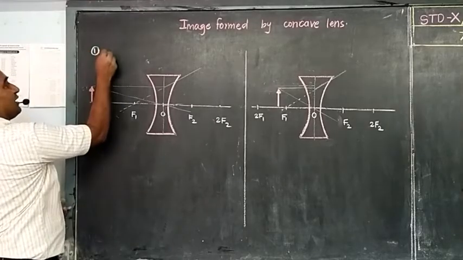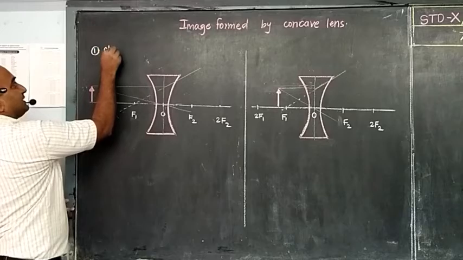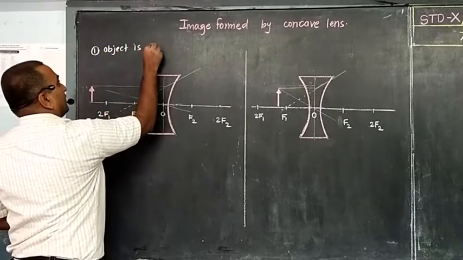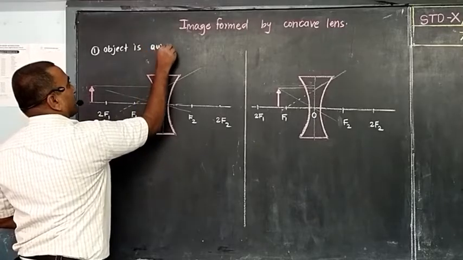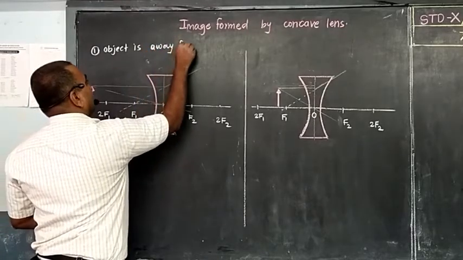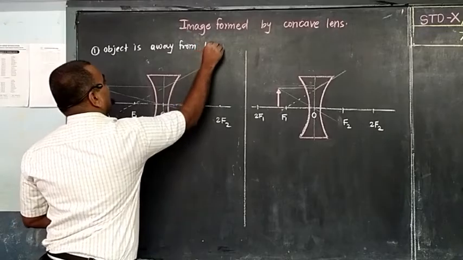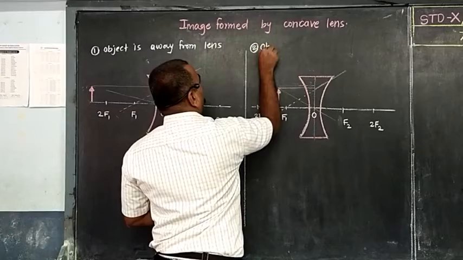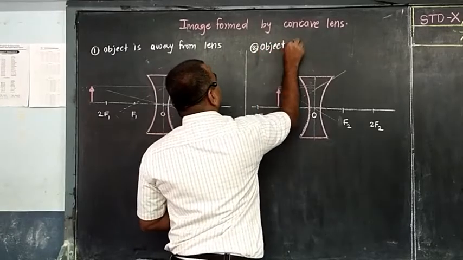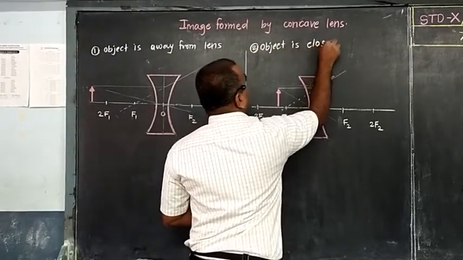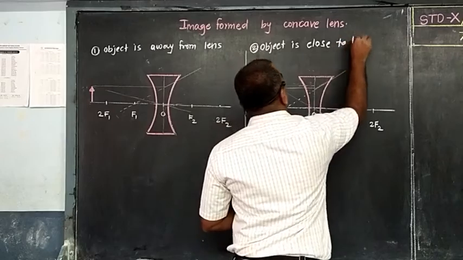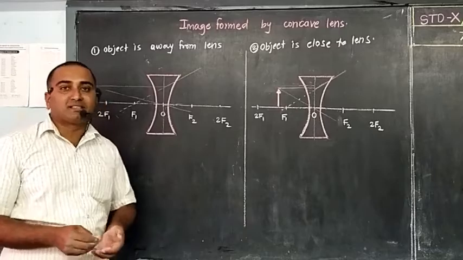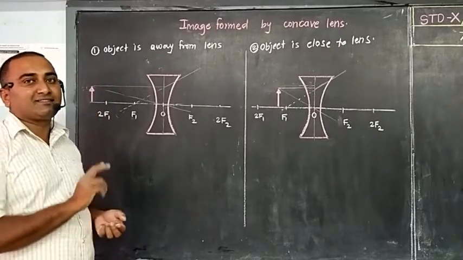In the first diagram, the object is away from the lens, and in the second diagram the object is close to the lens. These are the two conditions we are having. Within the two conditions, we get the same results, so we are discussing only two examples.